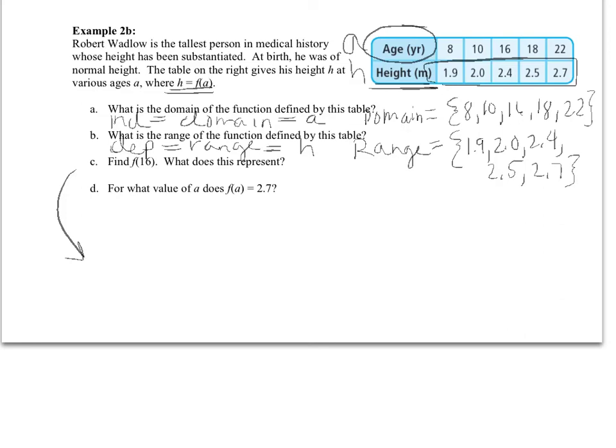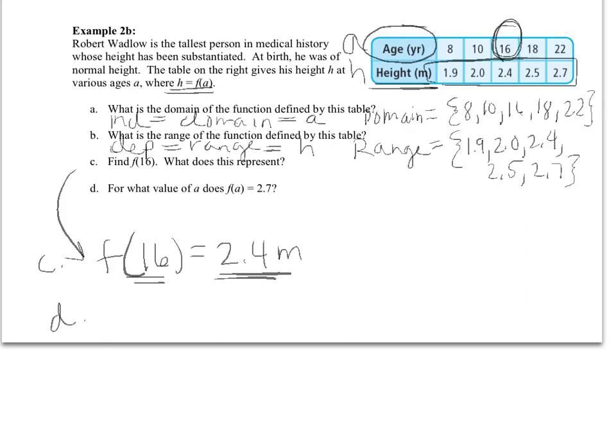So f of 16 is f of a. So a is 16, so the age is 16. The height is 2.4 meters. So f of 16 equals 2.4 meters. That means when Robert was 16 years old, his height was 2.4 meters. That was C. And then D.